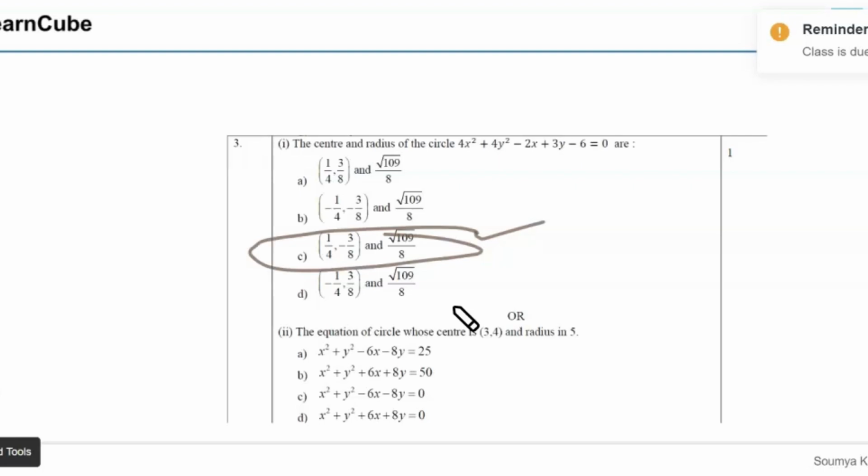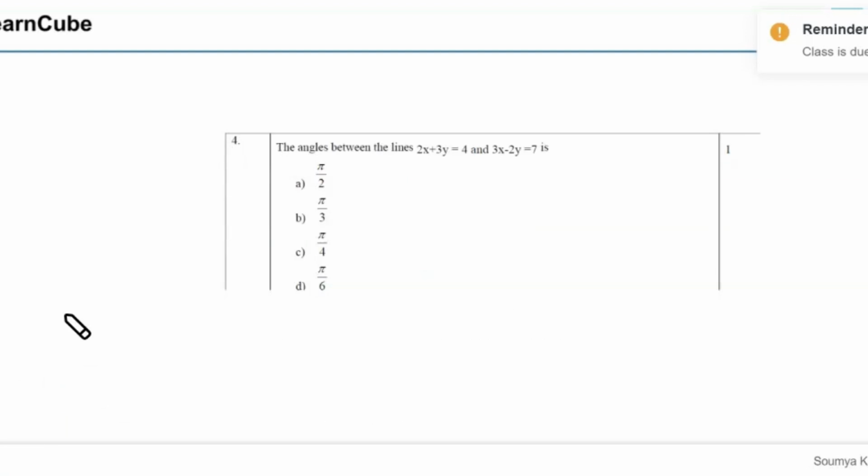This looks a little bit complicated, but the process is the same. For 1 mark you can do the second question, is my suggestion. Let's move on to the next question. Next question is the fourth question. You have to find out the angle between this line and this line. Okay, two equations are given to you.